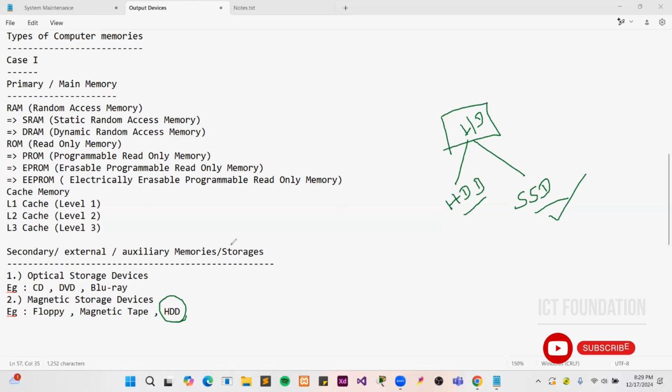Then the third type of secondary storage we call solid state storage devices. Solid state storage devices also have some examples. First one is the pen drive.